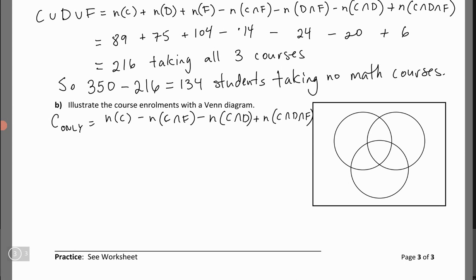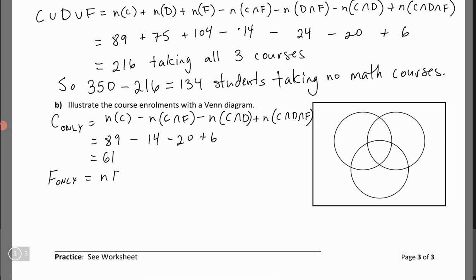Okay, so that's equal to the 89 who signed up for calculus minus the ones who signed up for calculus and functions, minus the ones who signed up for calculus and data, plus the 6 who signed up for all three. And so that gives me a total of 61. Okay, functions only.